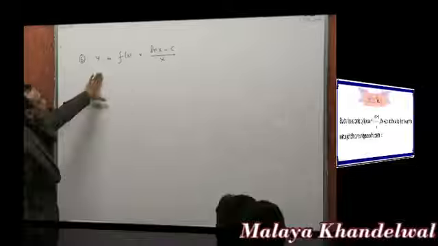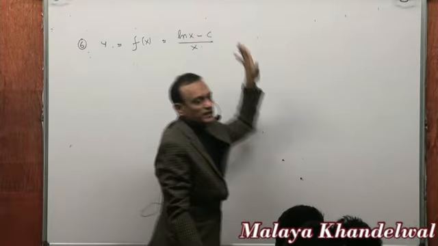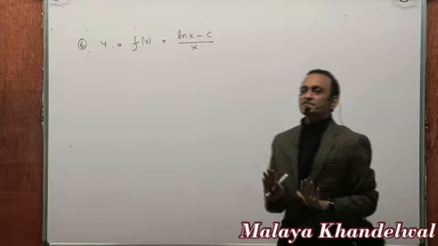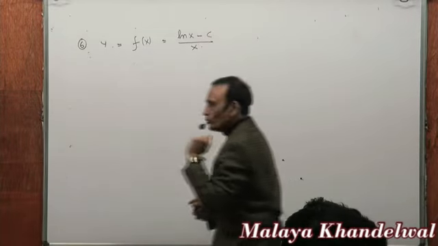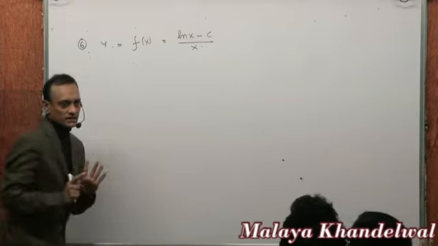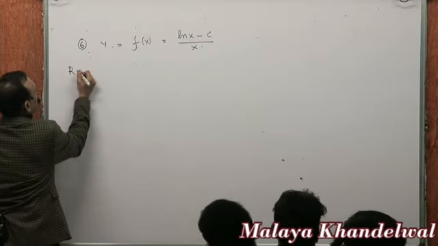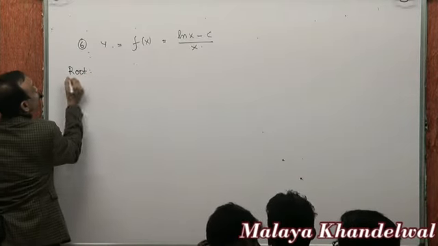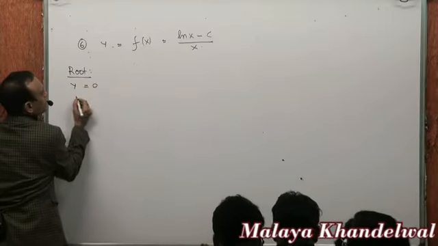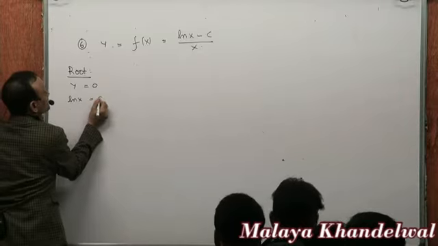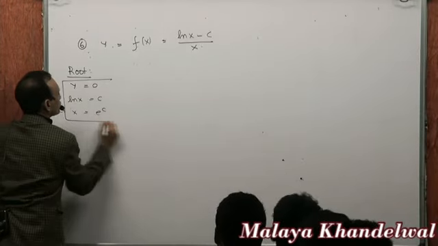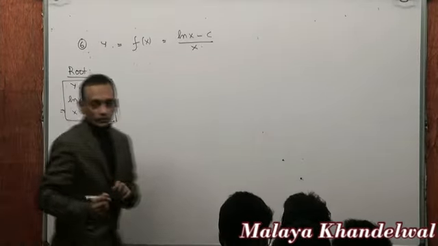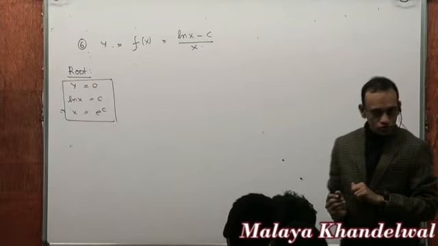Problem: y equal to f of x equal to ln x minus c by x. Let's first draw the graph of this curve. Few basic things. Do you realize it has a root? Root means the point where y becomes 0. That means ln x becomes c, that means x equal to e power c. Yes or no? x equal to e power c is a root.